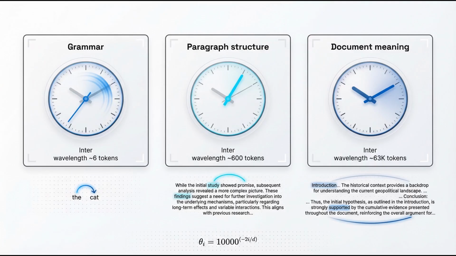Every token gets a unique timestamp, a combination of positions across all clock hands. The attention mechanism looks only at the difference between clocks, relative position, not the time itself, not the absolute position. The Llama model, with its 4096 dimensions, has 2048 independent clocks, each ticking at a different speed, from second hands measuring grammar to hour hands tracking the narrative of an entire book.